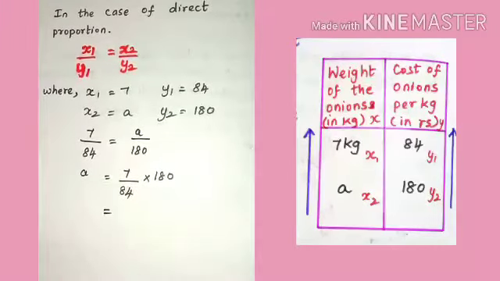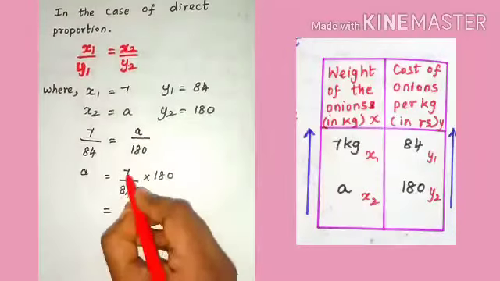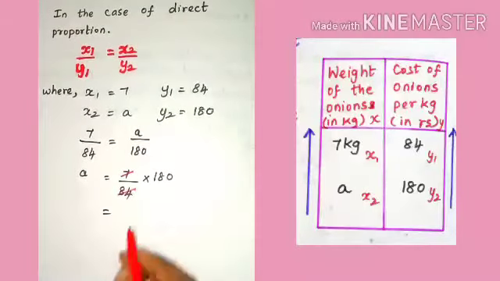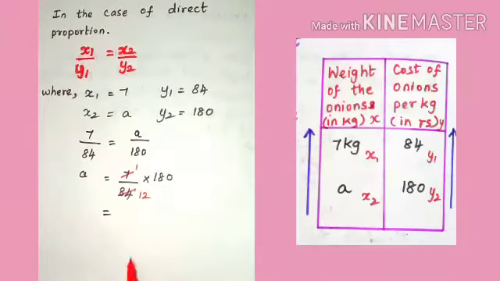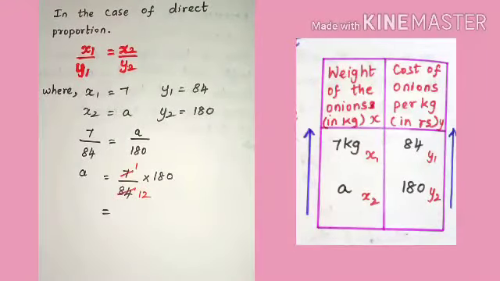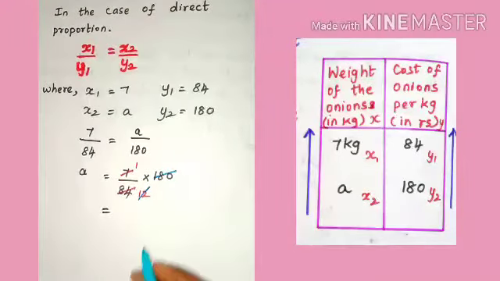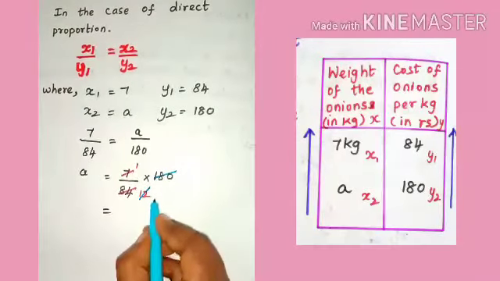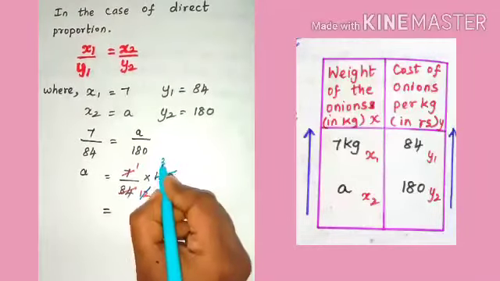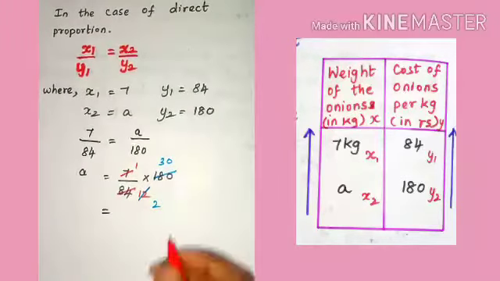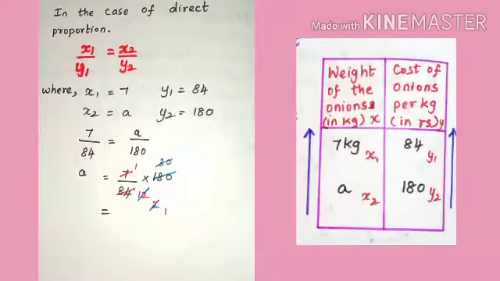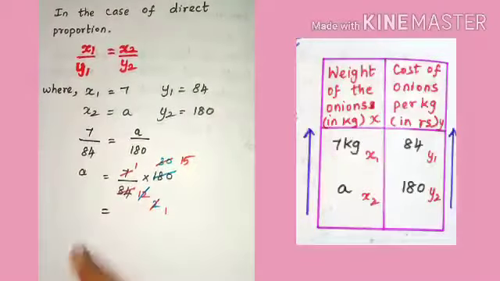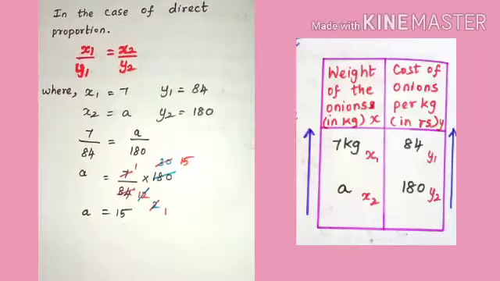Now cancelling 7 and 84 by the 7 table, here it is 1 and in the denominator it is 12. Again cancelling 12 and 180 by using the sixth table, here it is 2 times, here it is 30. Now again, shall we cancel this? Here it is 1 and in the numerator it is 15. So A is equal to 15.